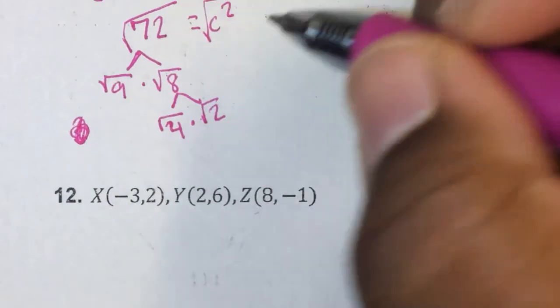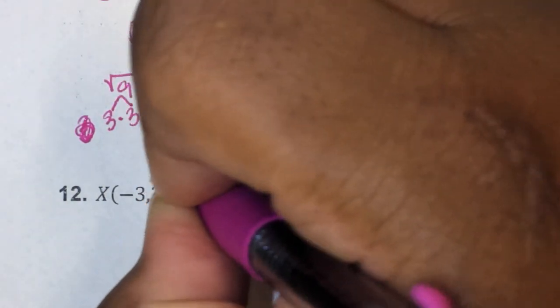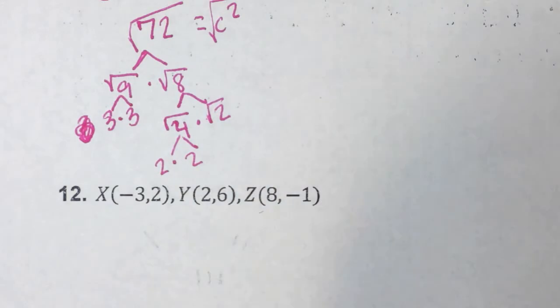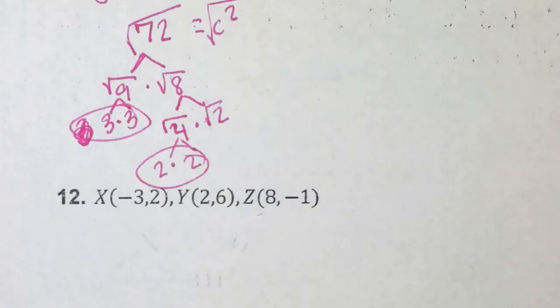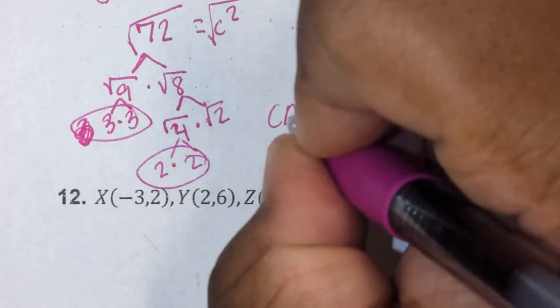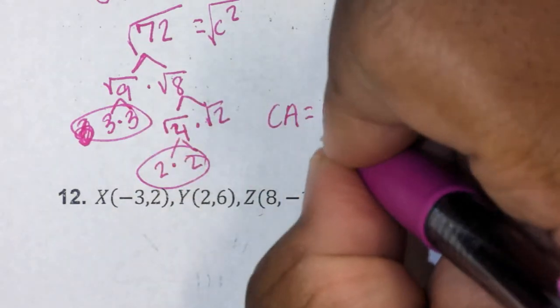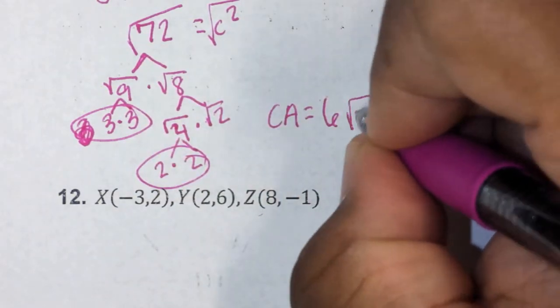Let me scratch that out. Let me do my double 3s and then my double 2s like y'all used to. Circle, circle, doubles, my doubles. Both of those are coming out. So my answer for CA would be, on the outside, 3 times 2, so y'all should know that's 6 square root 2.